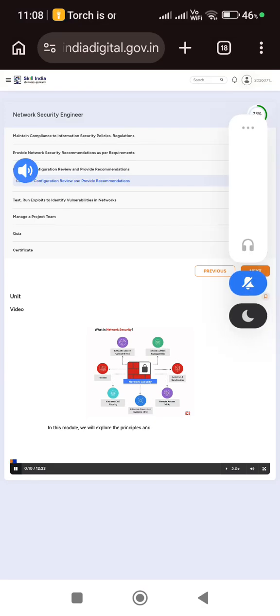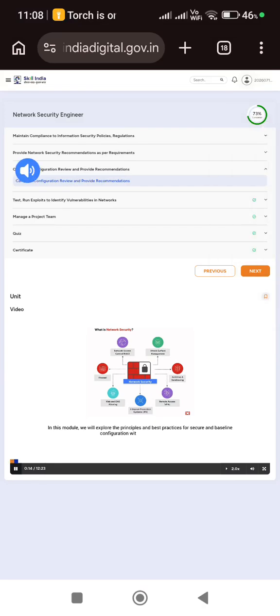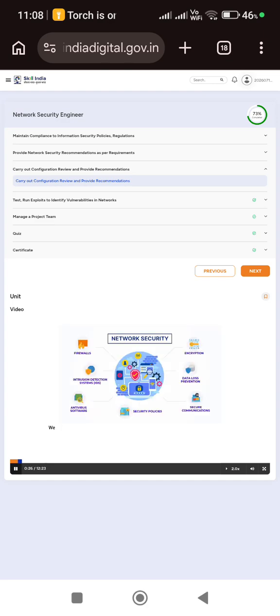explore the principles and best practices for secure and baseline configuration within network security. The importance of a well-defined secure baseline cannot be overstated as it forms the foundation for an organization's cybersecurity posture. We will also discuss how to establish a cost-effective and business-supportive secure baseline, popular security configuration management solutions, frameworks to guide selection, and methods to test and protect configuration files.